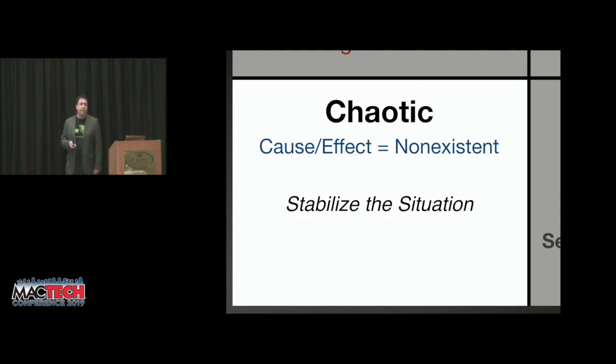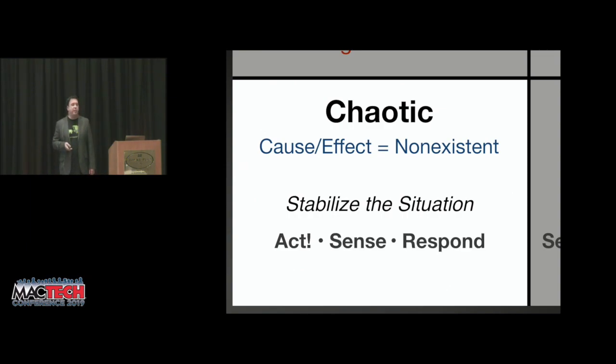Working a chaotic problem has the steps of act immediately to stabilize the problem, sense how that's going, and respond accordingly. The worst decision when working a chaotic problem is indecision. After a chaotic problem has been stabilized, it'll likely transition into one of the other domains, and that's where you'll answer questions like, why did this happen, and how do I prevent it from happening in the future?